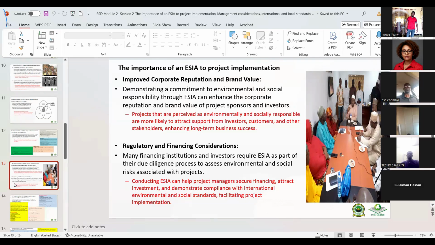Regulatory and financial consideration. Many financial institutions and investors require ESIA as part of any project, as a due diligence process to assess environmental and social risks associated with the project. So if you're able to do a proper ESIA process in your project, the project manager, or the proponents of the project, will be able to secure finances from investors and financing agencies, because they've shown due diligence in carrying out both the present and the past project.